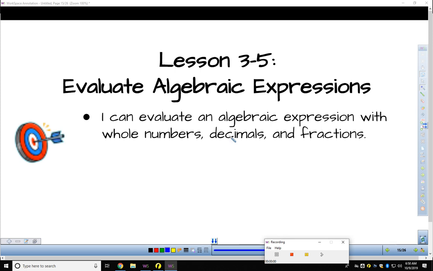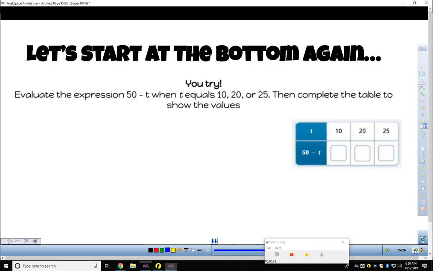Continuing topic 3, we're going to be evaluating algebraic expressions. In the first half of the topic, we were reviewing order of operations. We were taking situations with words and making expressions. And now we're going to take expressions that are already given, and we're going to see how much they're worth. We're going to evaluate them. And they might include whole numbers, decimals, or fractions.